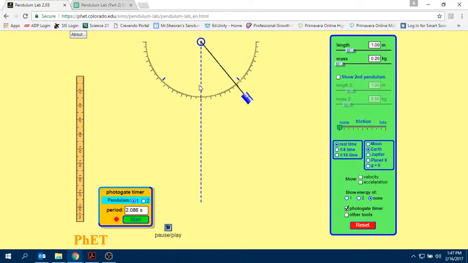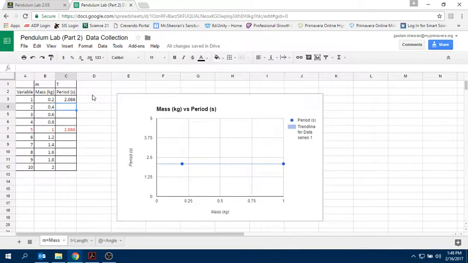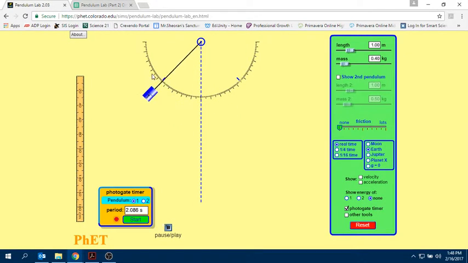All right, let's check the next one. So reset. I'm going to go up to 4.4. Start my photo gate. Click. 2.086. All right, so I'm going to get 2 more data points, but we're already starting to see a bit of a pattern here already.